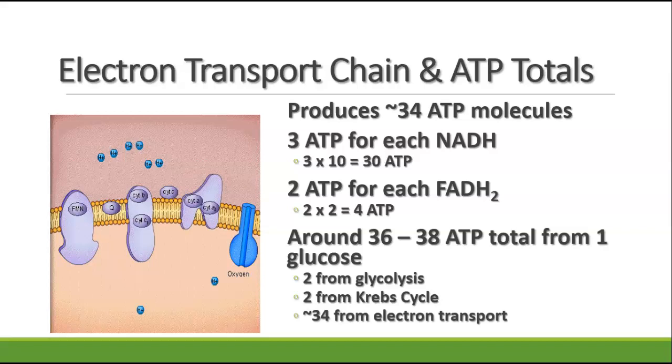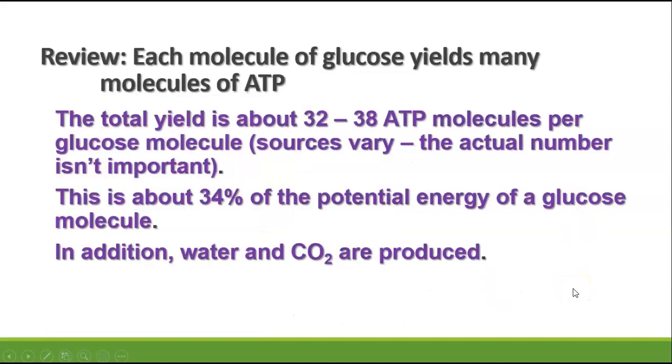And so altogether we get around 36 to 38 ATPs total from one glucose molecule that goes through the entire process of cellular respiration. We get 2 from glycolysis, 2 from the Krebs cycle, and around 34 from the electron transport chain. The number is not a fixed number. Sources vary as to how many you get. It's difficult to follow one exact glucose molecule through this whole process and determine exactly how many ATPs you make, but it's somewhere in the range of 32 to 38 or so ATP molecules. The actual number is not important, somewhere in the range of 32 to 38.